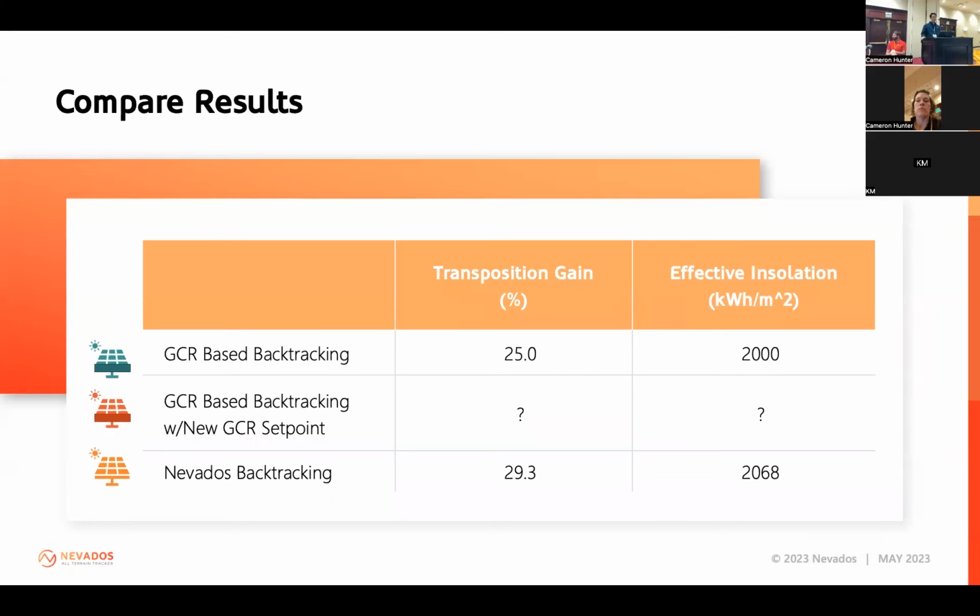So there's another thing you can possibly do to improve your terrain-aware backtracking. Instead of controlling every single individual tracker separately, you could change the set point of your GCR-based algorithm. So even if you physically set your trackers into the ground at, let's say, 35% GCR, you can tell the backtracking algorithm that you're at 40%, so that your tracking algorithm will backtrack your trackers more aggressively and reduce the amount of shade. So we were curious how that performs.